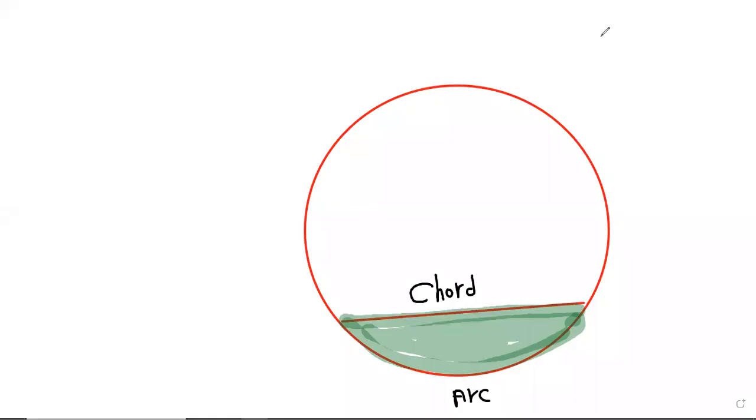Hello everyone and welcome to this recorded session on finding the area of a circular segment. In the previous session, we used the rule for calculating the area of a circular segment. And as you know, the circular segment is a region bounded by an arc and a chord in the circle.